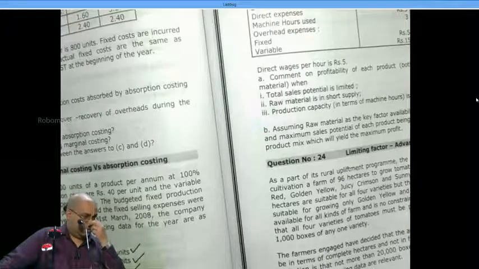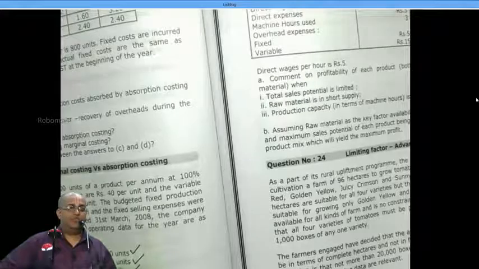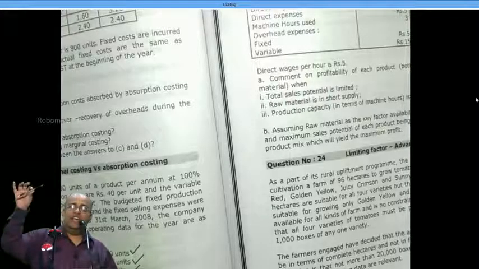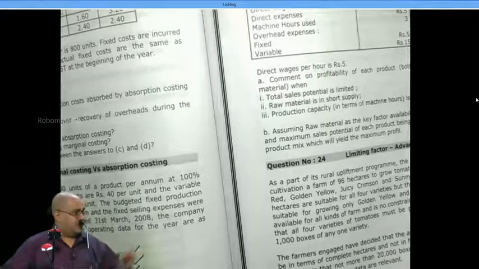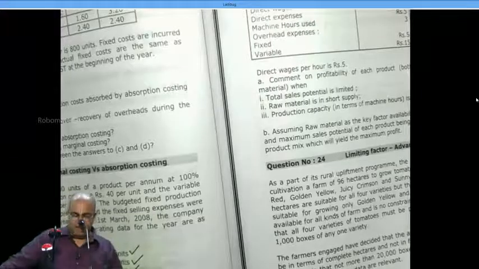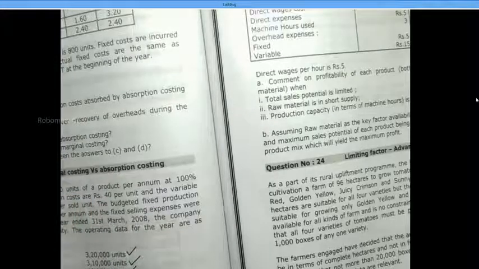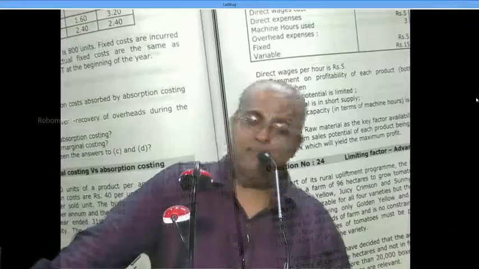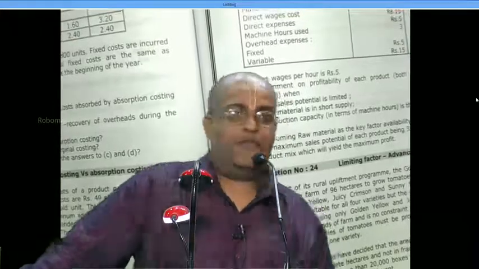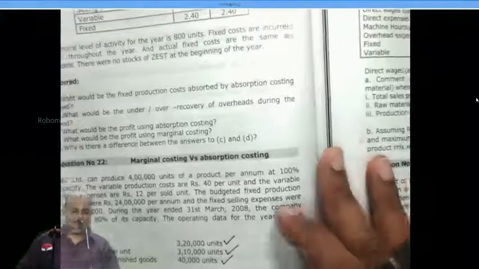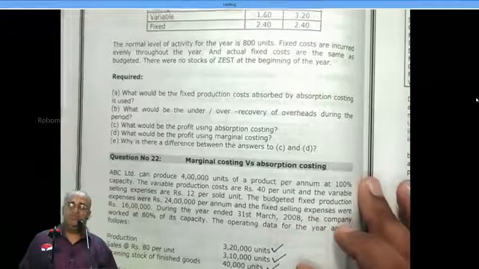Fixed manufacturing cost per unit is equal to BFO by BO. I don't charge the actual fixed cost per unit; I charge a predetermined rate, the absorbed fixed cost per unit. What is the BFO, the budgeted fixed cost? 24 lakh. Fixed selling cost is not absorbed; it is always a period cost. I only speak about manufacturing. So it is budgeted fixed overheads divided by budgeted output, which is 24 lakhs divided by 4 lakhs, the BO at 100% capacity. 24 lakhs divided by 4 lakhs is 6 per unit.